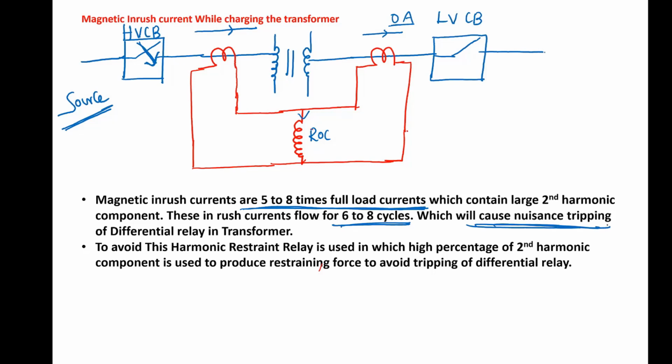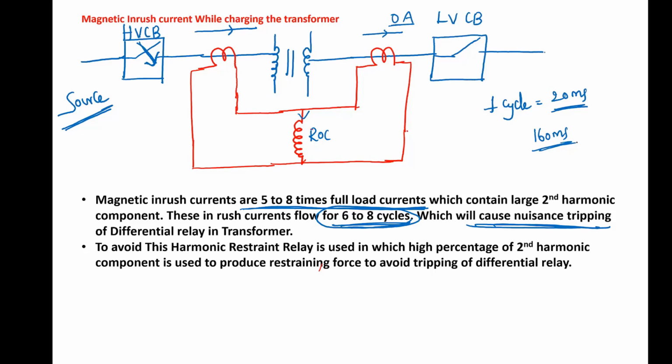So in order to avoid this nuisance tripping caused by magnetic inrush currents, you can do two things. Since magnetic inrush currents only flow for 6 to 8 cycles, how much is one cycle? See, 1 second means 50 hertz, 50 hertz means 50 cycles. So 1 second divided by 50 is 1 cycle, that is 20 millisecond. So 6 to 8 cycles means approximately 160 millisecond. So in the relay, you can keep a time delay of 200 millisecond or 0.3 seconds. So whenever this difference in current flows through the relay operating coil for 0.3 second, it will not do any tripping.